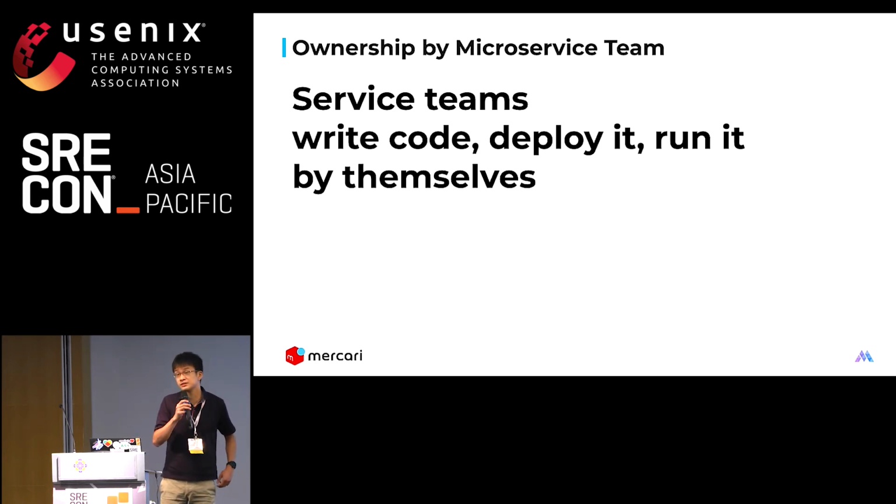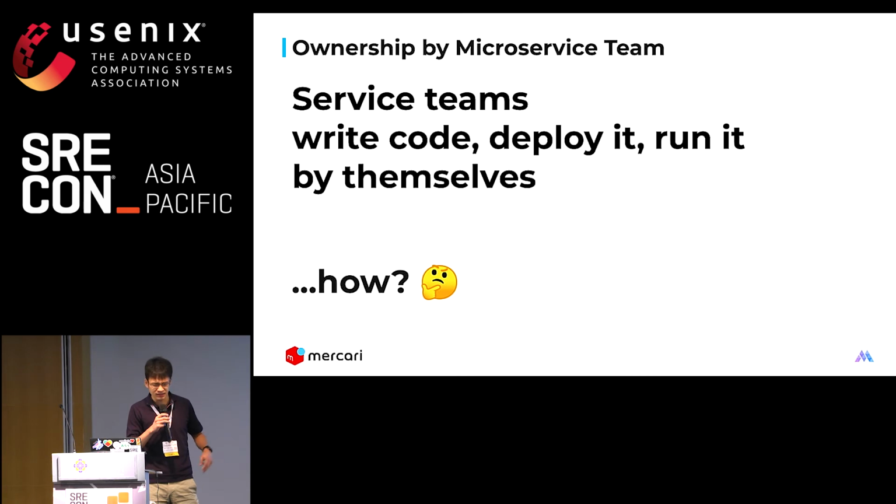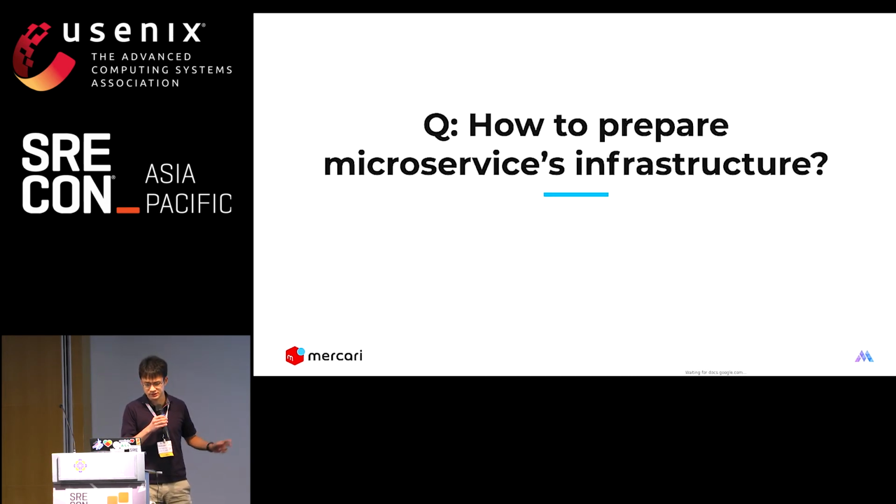With a monolith application, a centralized team has the responsibility to deploy and run. But it's not good for hundreds of microservices. So we started to delegate these responsibilities to microservice teams.